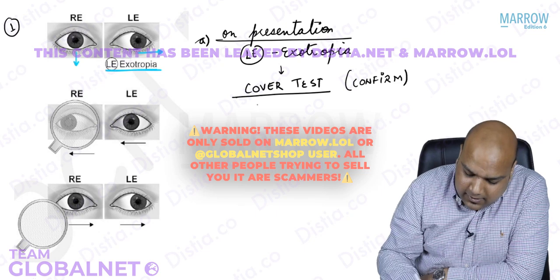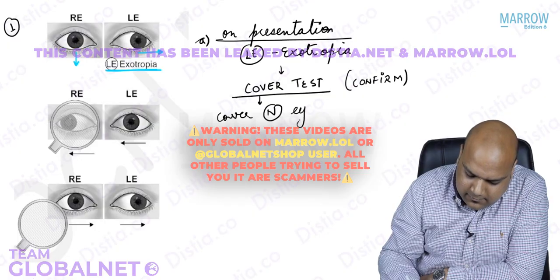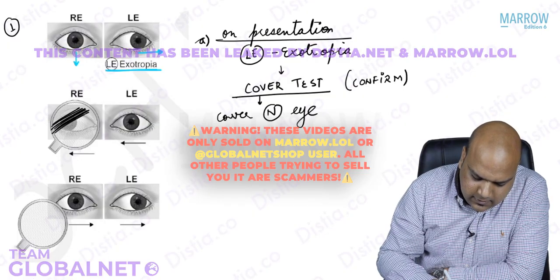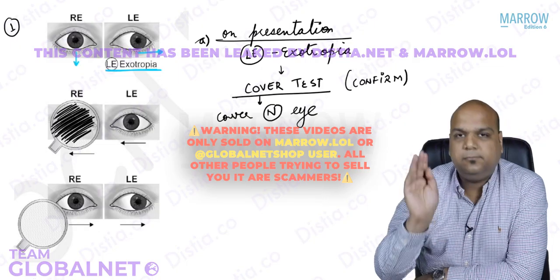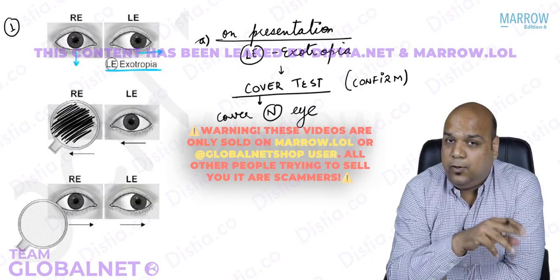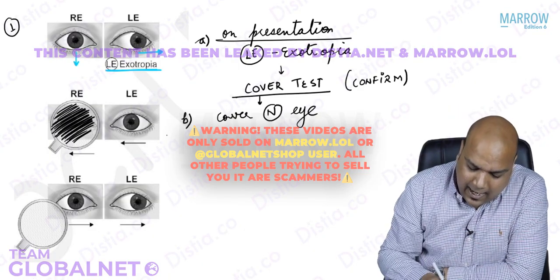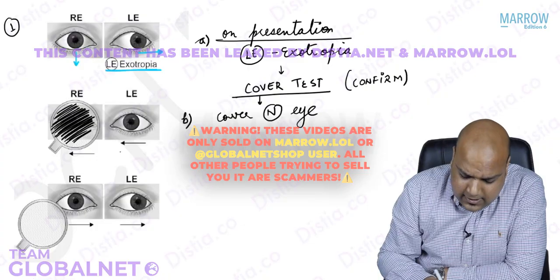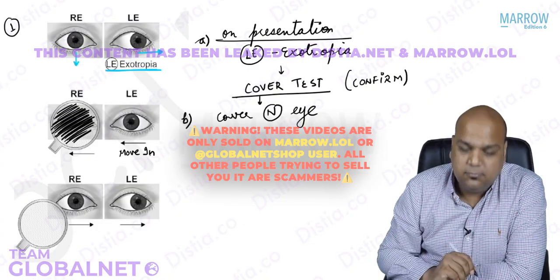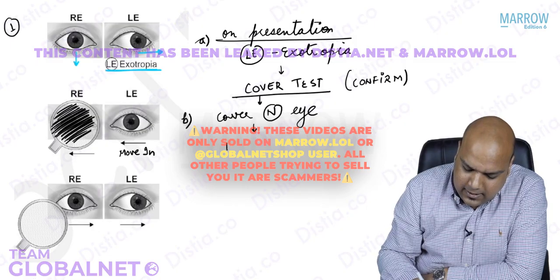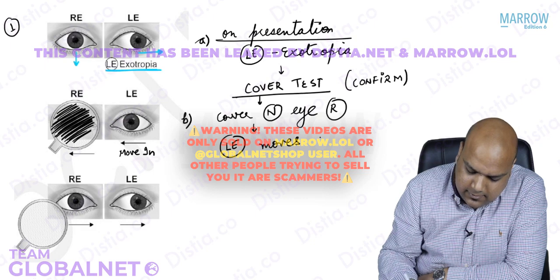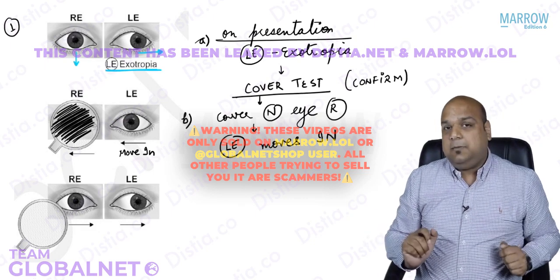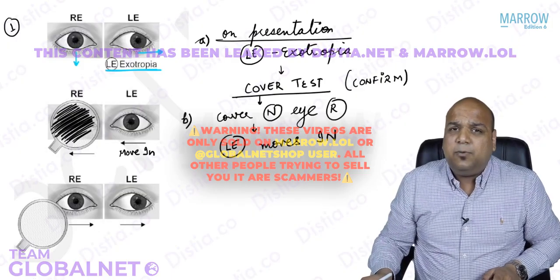So in the cover test, we cover which eye? We cover the normal eye. See, the cover is always opaque, everybody. So I have covered the normal eye. As soon as I cover the normal eye, what do I see? In image B, everybody, I see that the left eye, which was deviated outward, is starting to move in. I can see this in the image. I'm just writing what I can see in the image. But the question is why, everybody?